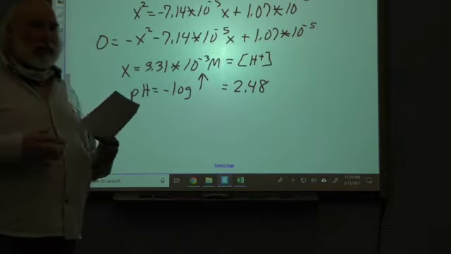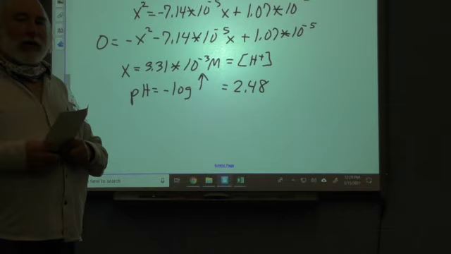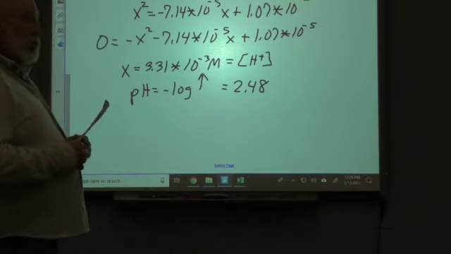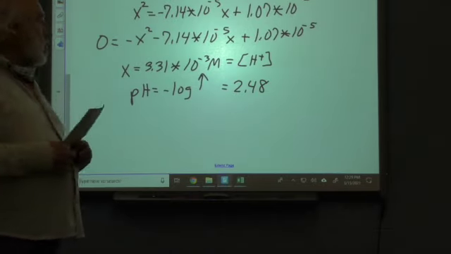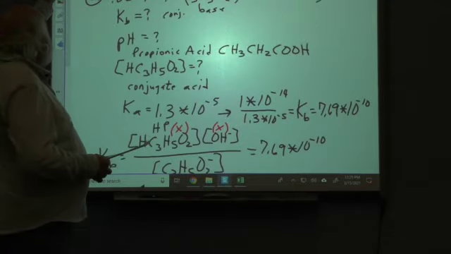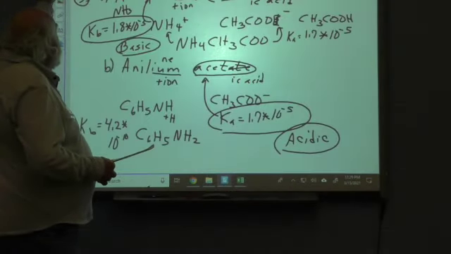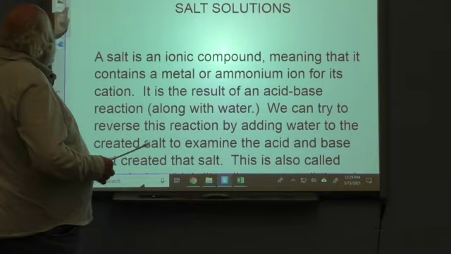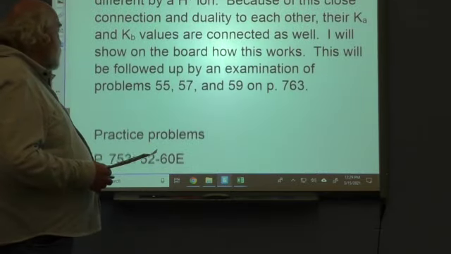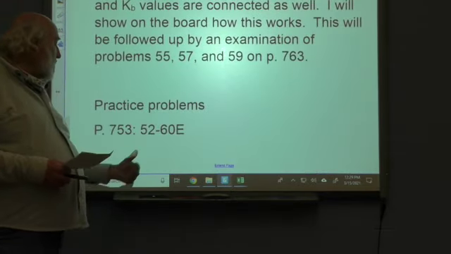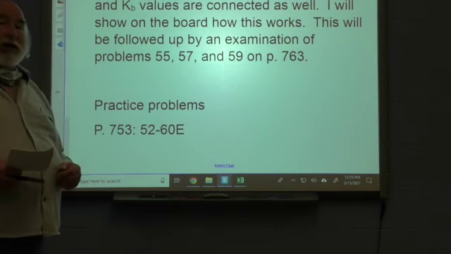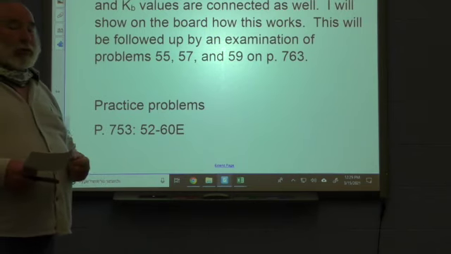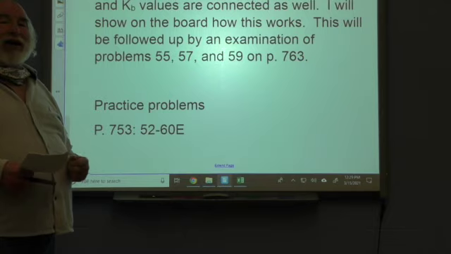Just some little fun and games to play for this week using weak acids. All right, so practice problems: 52 to 60 even on page 753. Put on your big boy and girl pants, you've got some serious work to do. Have fun.